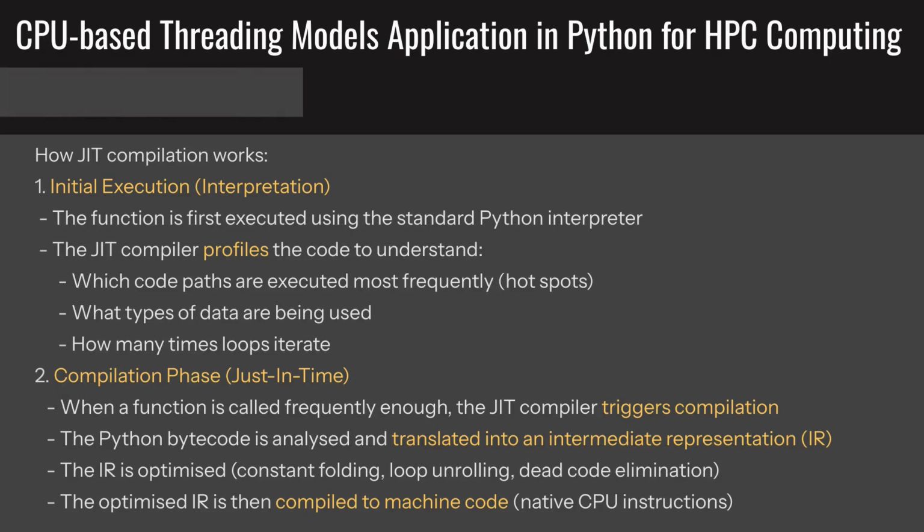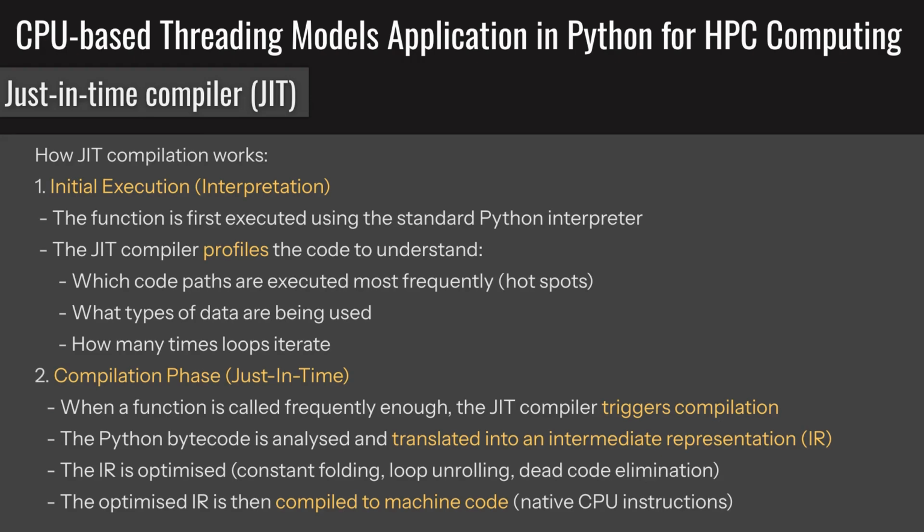How does JIT compilation work? First, we need initial execution, interpretation. The function is first executed using the standard Python interpreter. The JIT compiler profiles the code to understand which code paths are executed most frequently, hotspots. What types of data are being used? How many times do loops iterate?